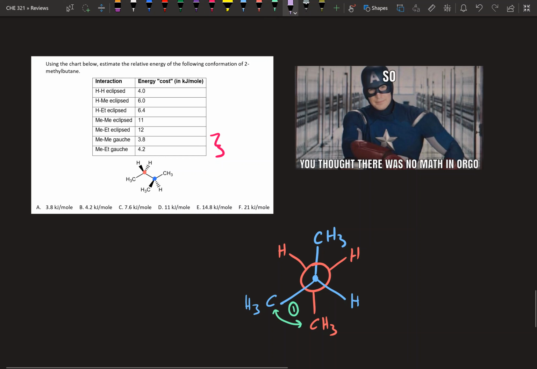What about methyl-ethyl interactions? Methyl-ethyl Gauche interactions. Well, we don't have any ethyl groups, right? We only have methyl substituents. And so we don't have any methyl-ethyl Gauche interactions.